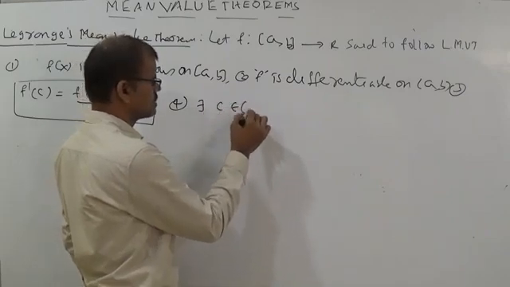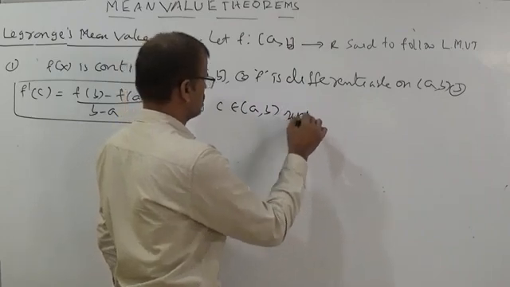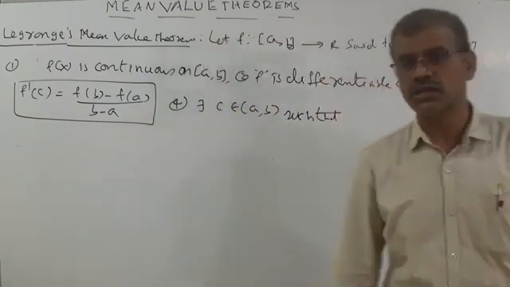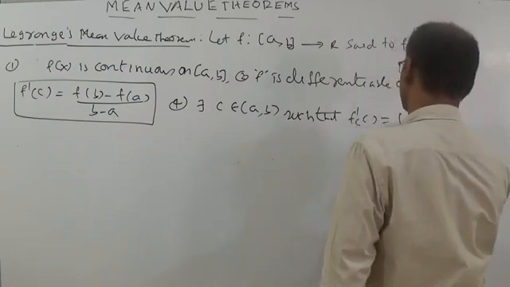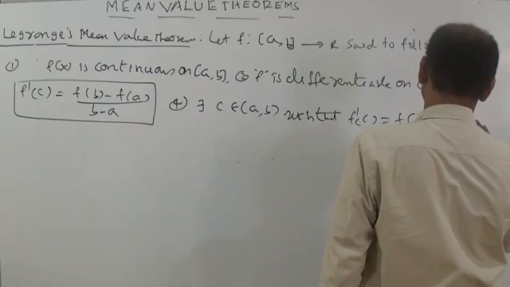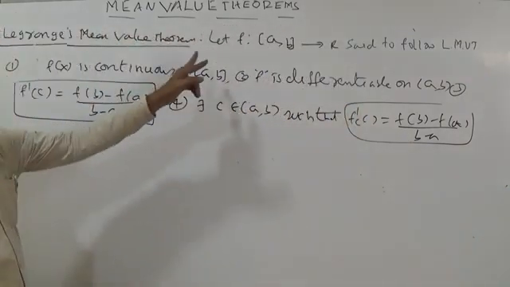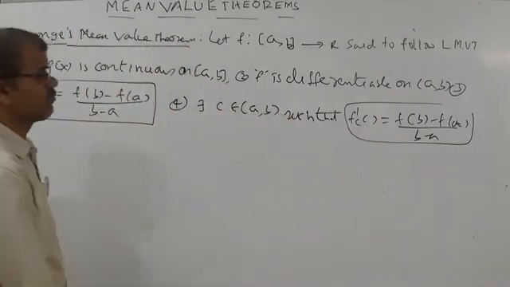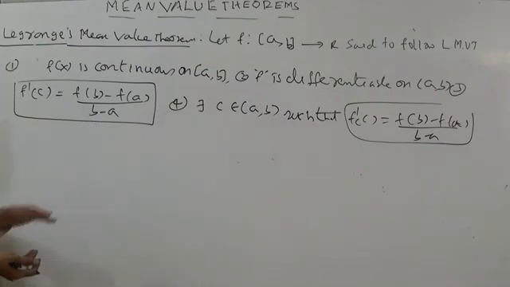there exists a small c belonging to the open interval (a, b) such that f dash c is equal to f of b minus f of a, whole by b minus a. This is the exists symbol. The value c should exist between the values a and b. The condition should be f dash c equal to f of b minus f of a by b minus a. Here f dash c not equal to 0 is not correct. Simply you should write like this.